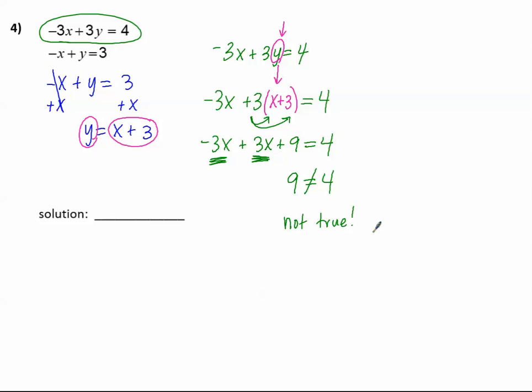That's not true. So remember what that means when the variables go away and we end up with a statement that's not true? That means we have no solution. Nothing we plug in for x and y will ever make these equations true. Nothing will satisfy them. And remember, when we have no solution, that's because the lines are parallel. If we were to graph this, we would see the slopes would be the same and we have parallel lines.